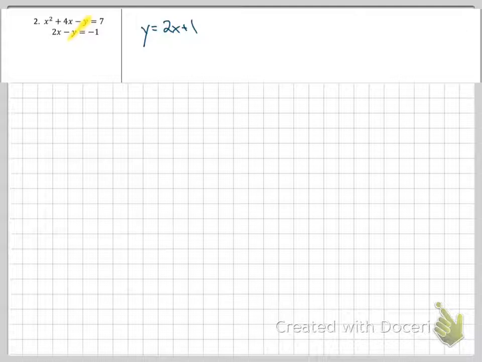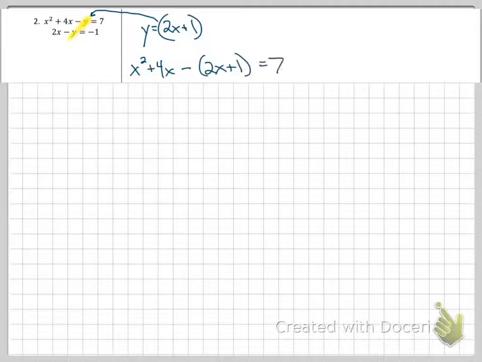So hopefully if you moved everything and you dealt with that negative y, you got 2x plus 1 for y. Then we're going to plug that in using parentheses to the y in the other equation. So x squared plus 4x minus, this is where the parentheses are super important, equals 7. Distribute the negative. Combine like terms.